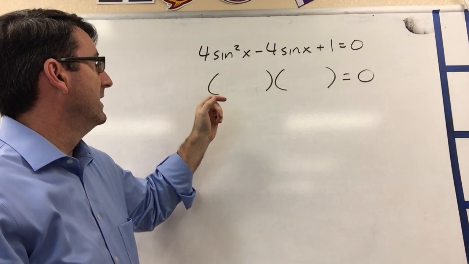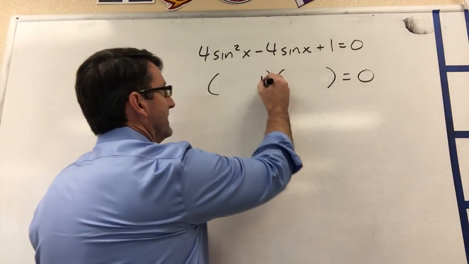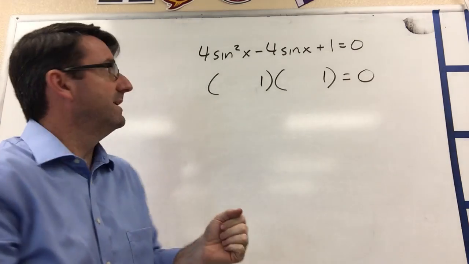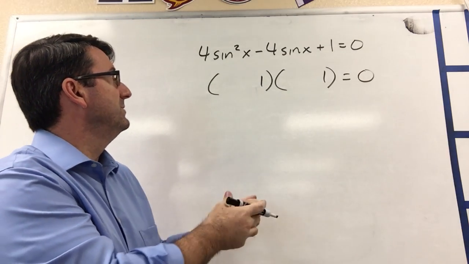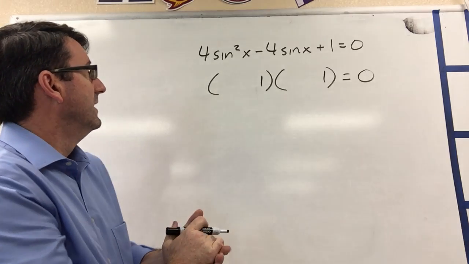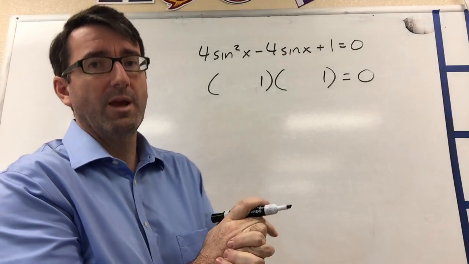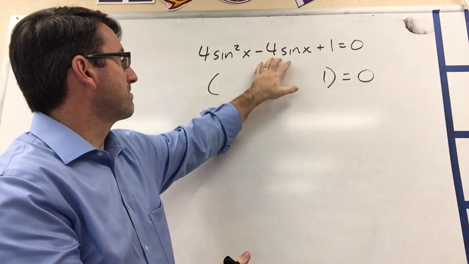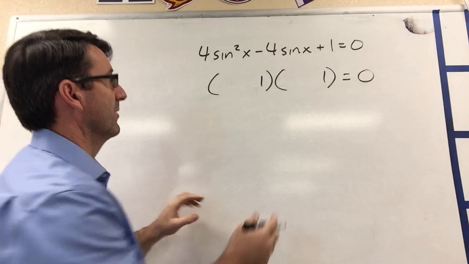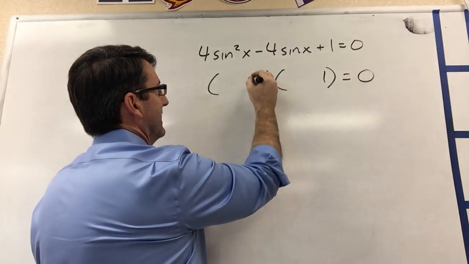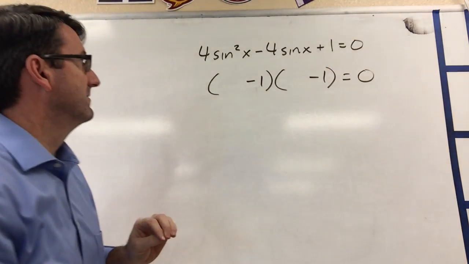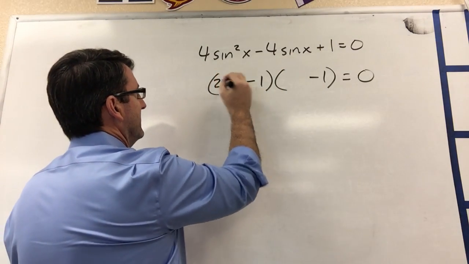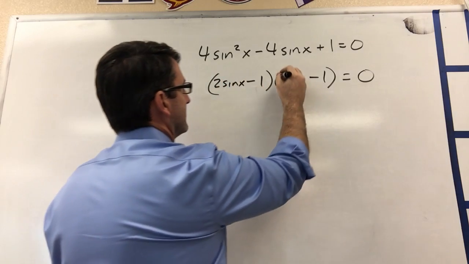So we know that the only way to make that is 1 and 1. For sine, we can have 4 sine times 1 sine, or we can have 2 sine x times 2 sine x. Either one of those would give us 4 sine squared x. But we want them to add to -4. So if they're multiplying to a positive and adding to a negative, we know both of these have got to be negative. And then in order to add to 4, we need both of these to be 2 sine x.